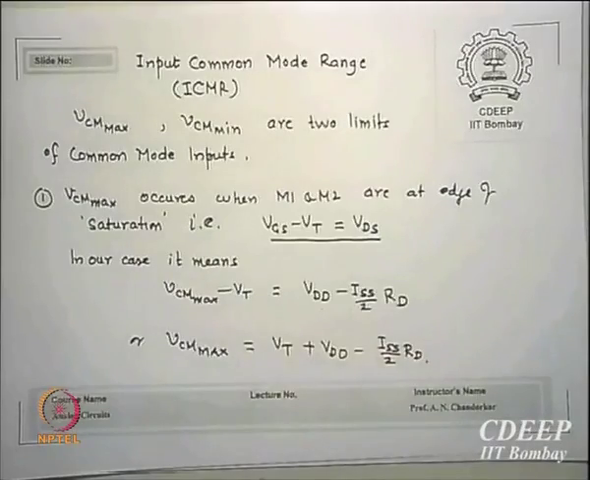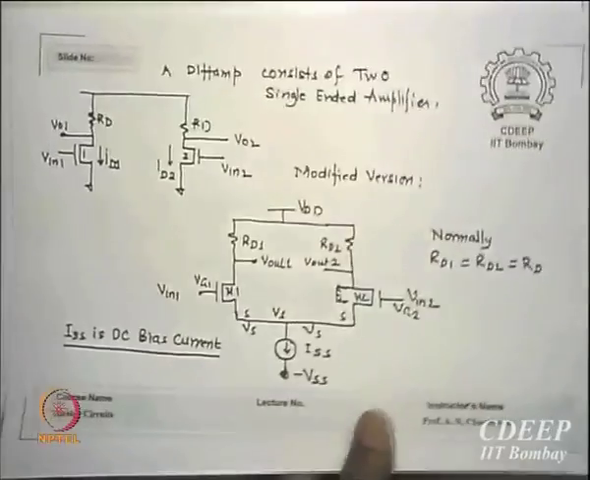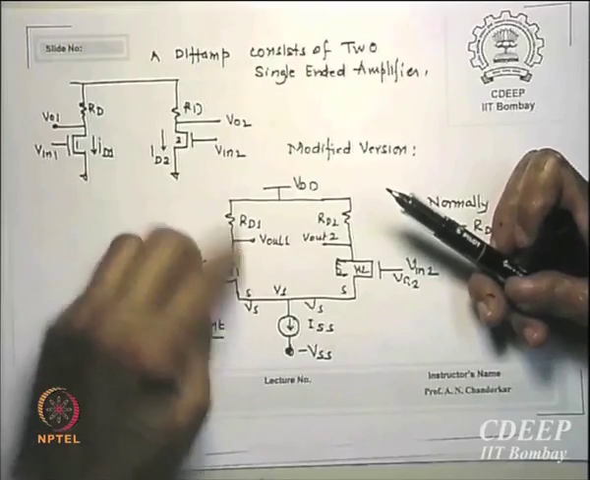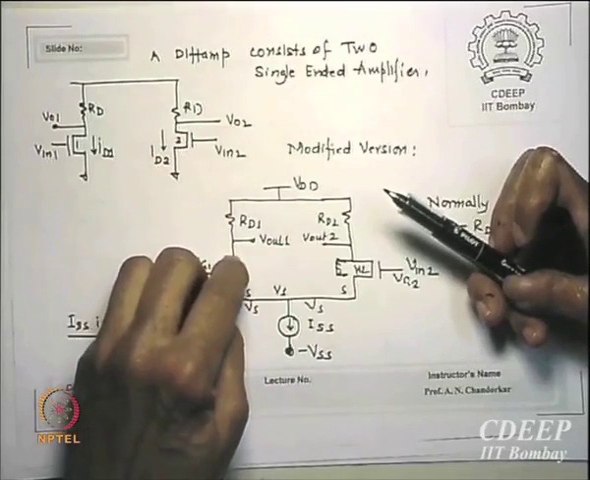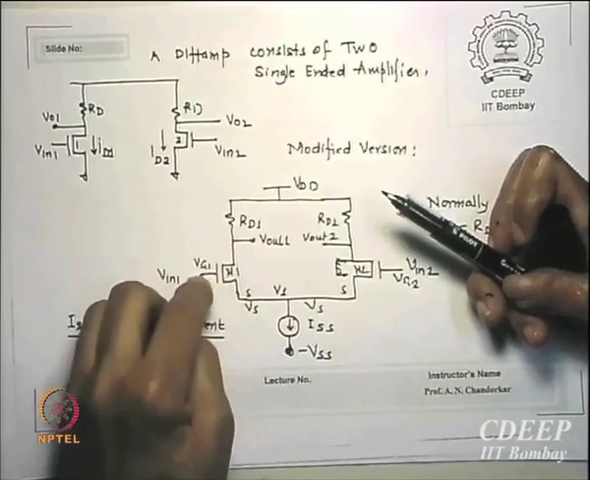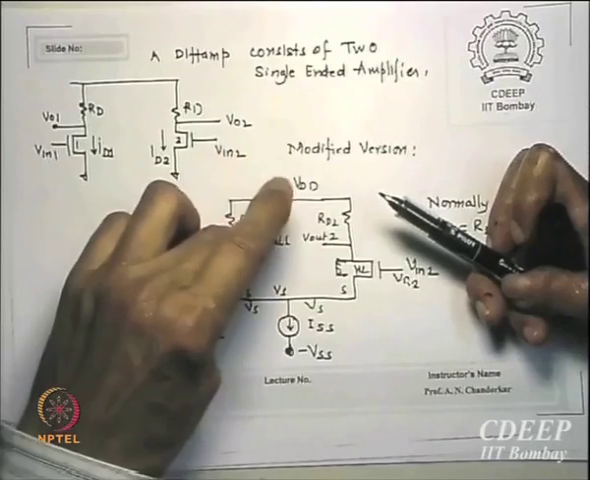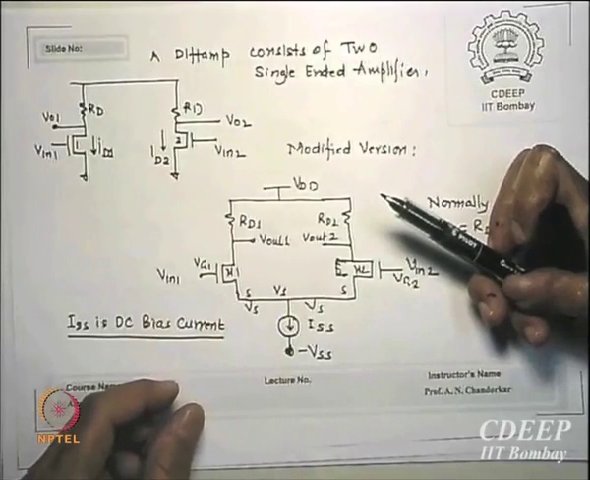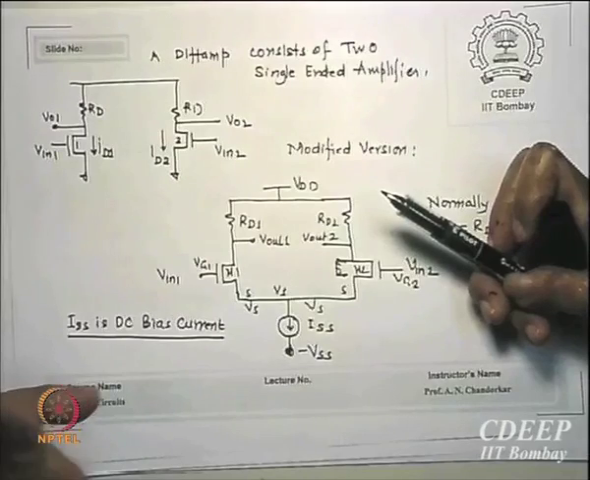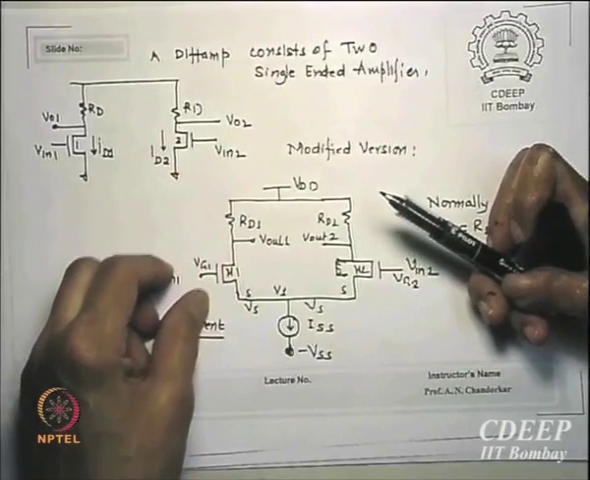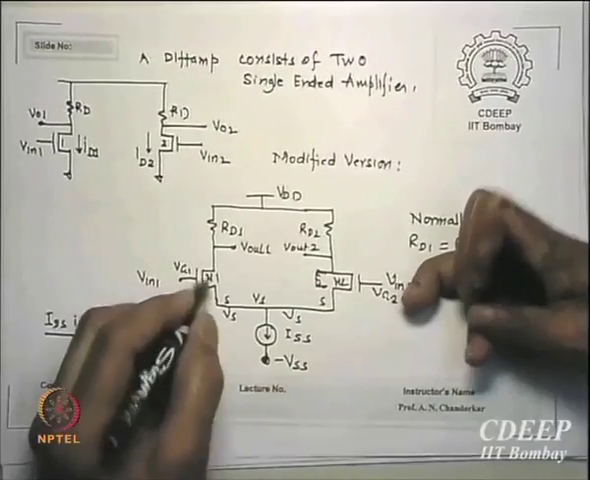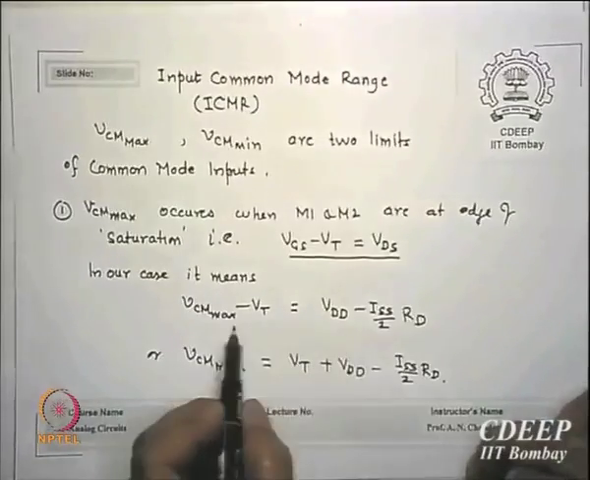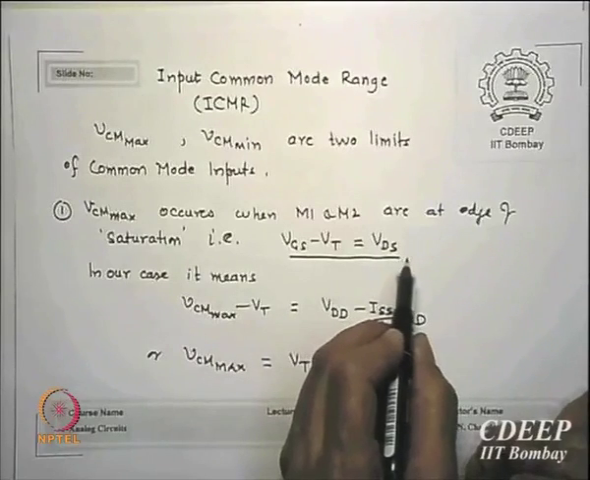What is this value? Again see the circuit. I just now said VDD minus this drop, and you are here at the drain. Then you actually want VGD. To reach here you need a VGD. But if you say VGS minus VT equals VDS, I can get VGD, which is VT. So I can get this as VT plus VT, if this is at saturation. VCM max minus VT is equal to VDS.